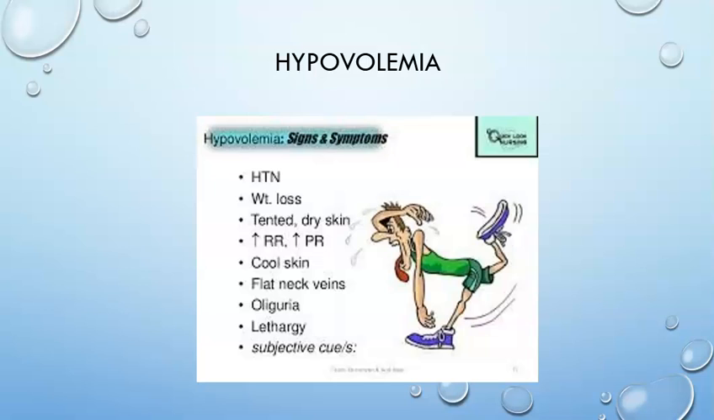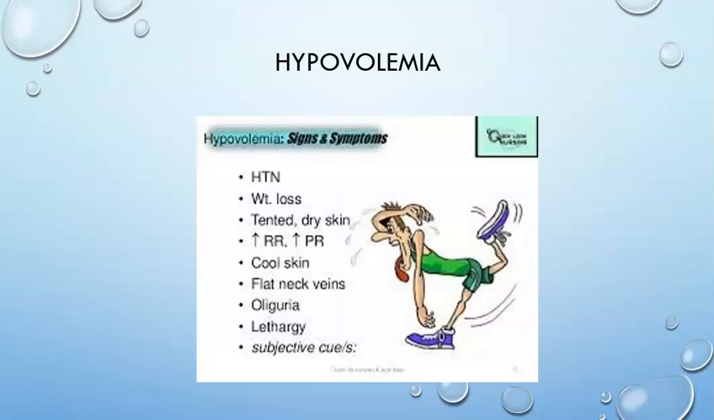First, we're going to talk about hypovolemia. So this is when our body does not have enough fluid. There's many reasons that can cause hypovolemia. Signs and symptoms of hypovolemia can be high blood pressure, weight loss. So as we said earlier, our body is about 40% of our weight is fluid. So if we have a drastic weight loss, that can be all water causing hypovolemia.